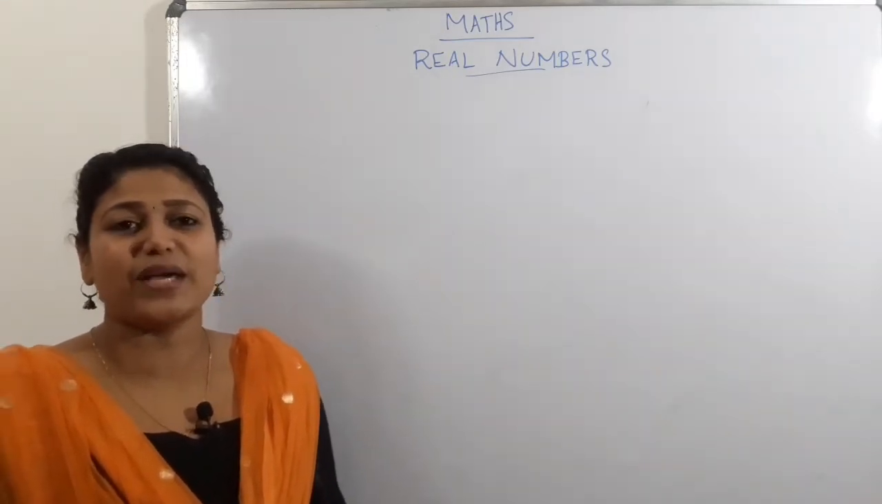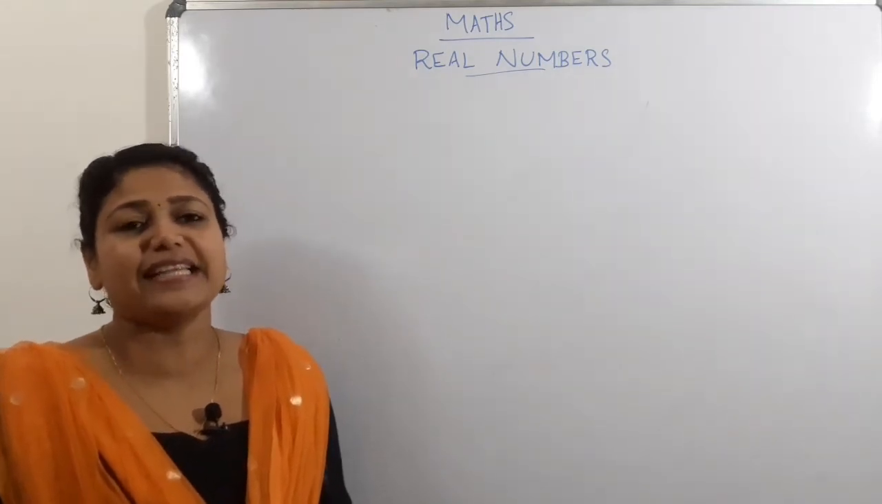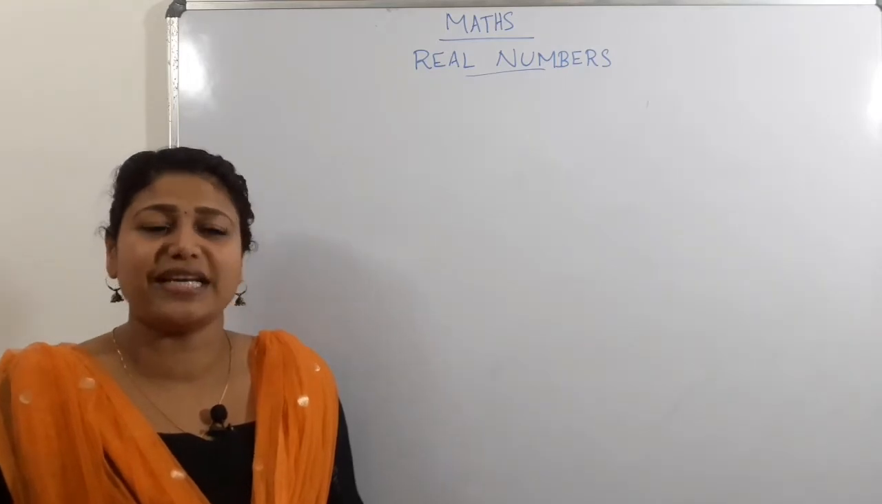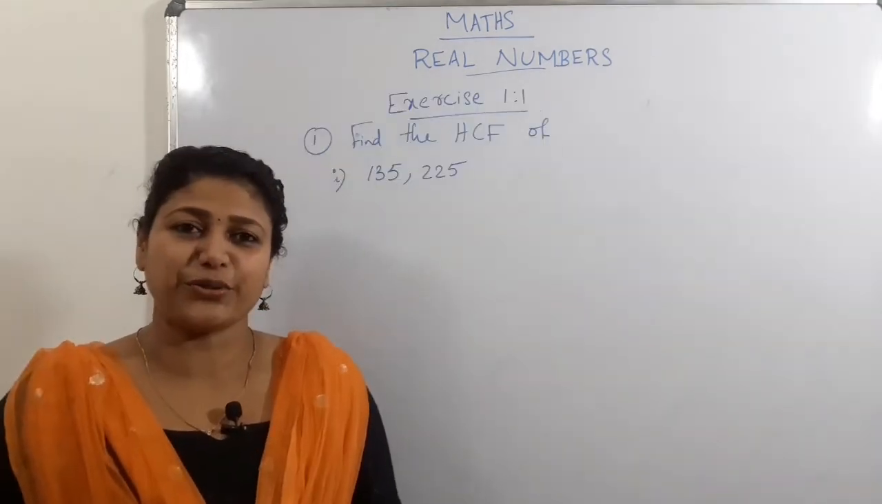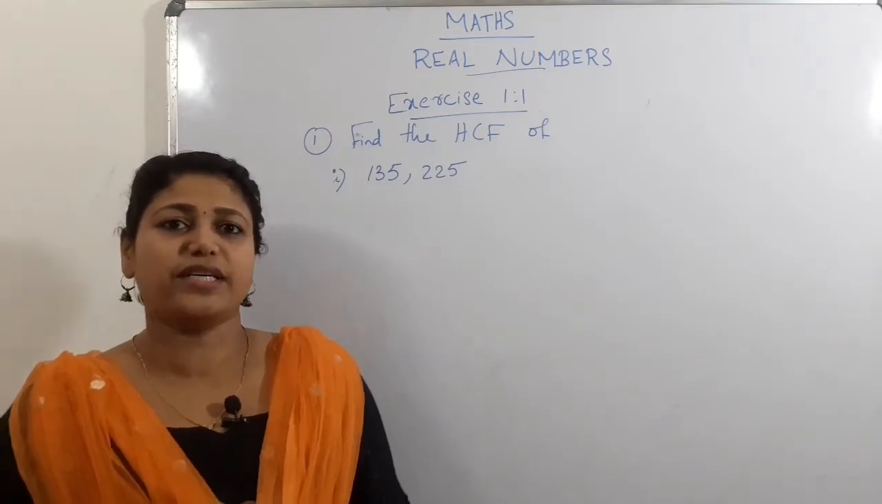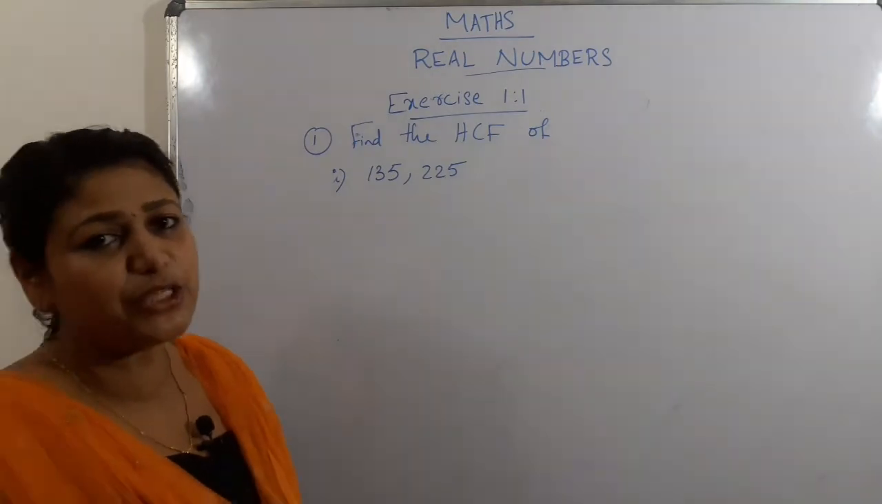In the last class we discussed chapter 1, Real Numbers. In that we studied Euclid's division lemma and Euclid's division algorithm. Today we are going to discuss exercise 1.1. Here is the first question: find the HCF of 135 and 225.